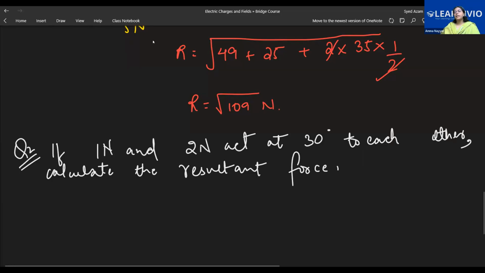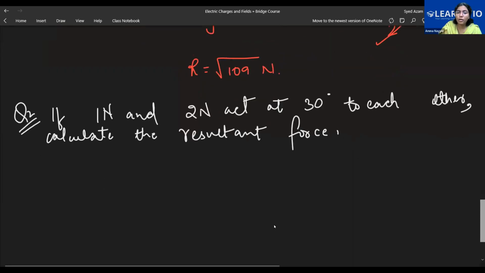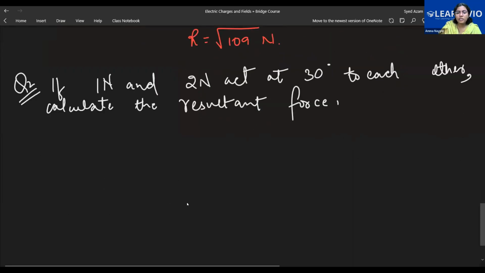Okay. This question says if 1 Newton and 2 Newton forces are acting at an angle of 30 degrees to each other, you have to find out the resultant of these. So look, simple method of parallelogram law we have to apply because these vectors are in polar form. So this is, let's say, 1 Newton. This vector is 2 Newton. The angle subtended is 30 degrees.